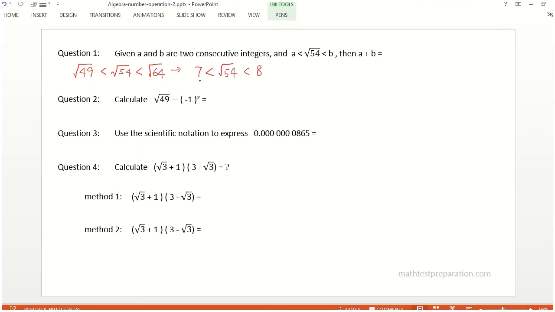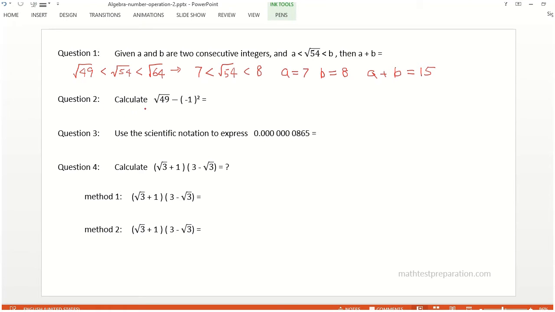And 7, 8 are two consecutive integers. So we get a equals 7 and b equals 8. So a plus b equals 7 plus 8, which is 15.